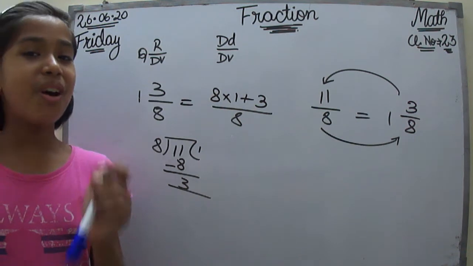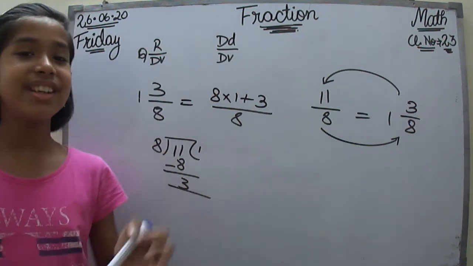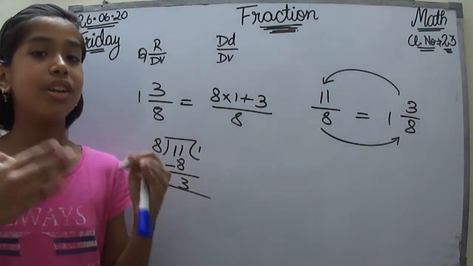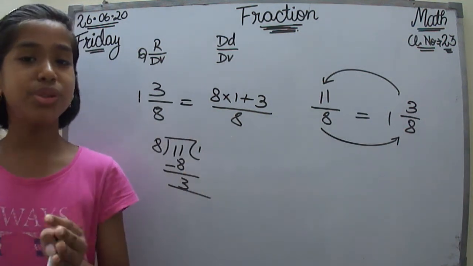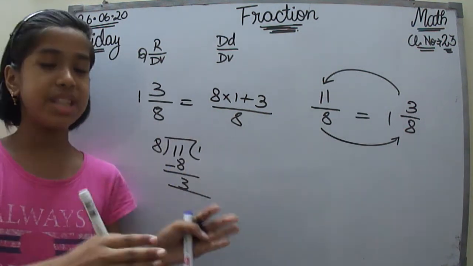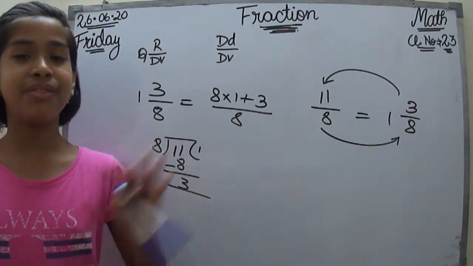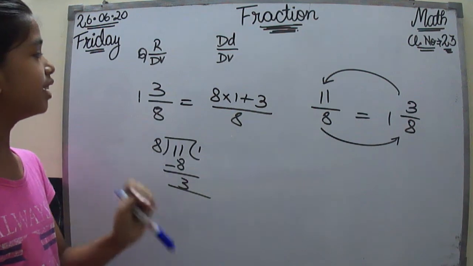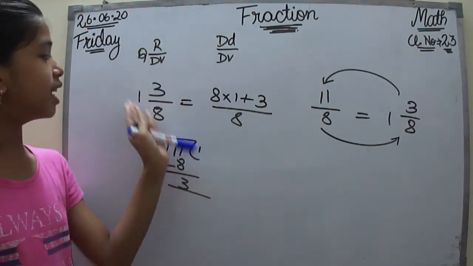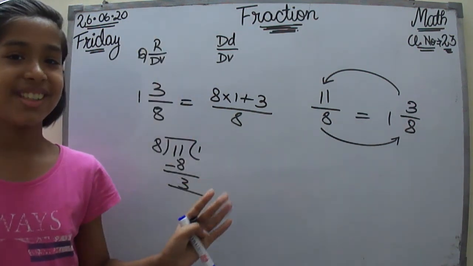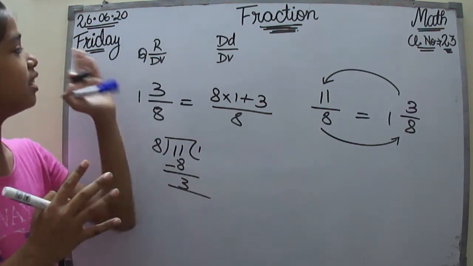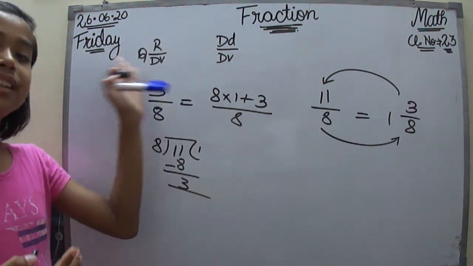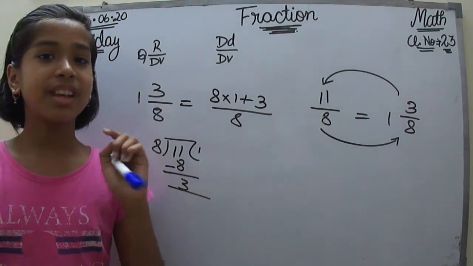So what you have to do is get the dividend at the top. And as we already know the division rule, the dividend is equal to the divisor into quotient plus remainder. Very simple. So divisor into quotient, like this, 8 into 1, plus remainder, plus 3. Very clear to you. So we have to get the dividend at the top, and that's why we do it like this and keep the divisor the same.